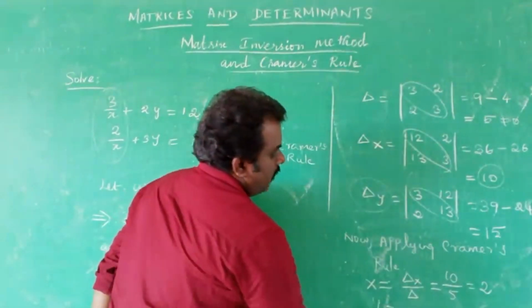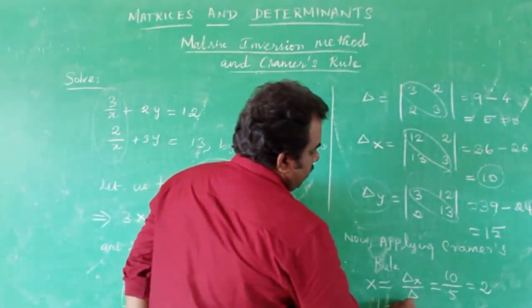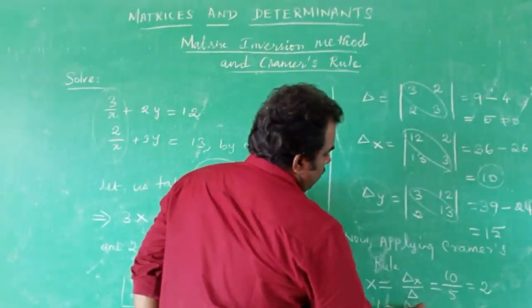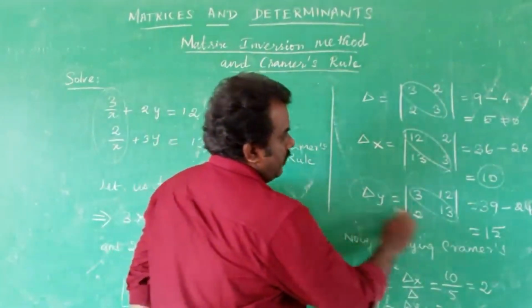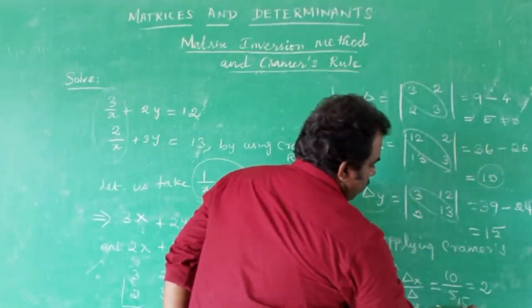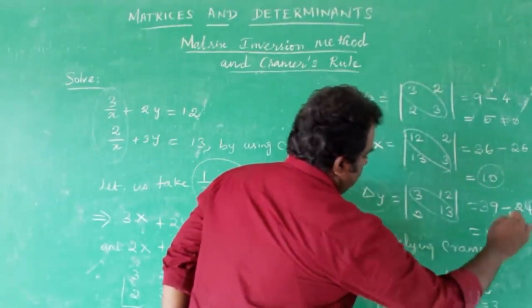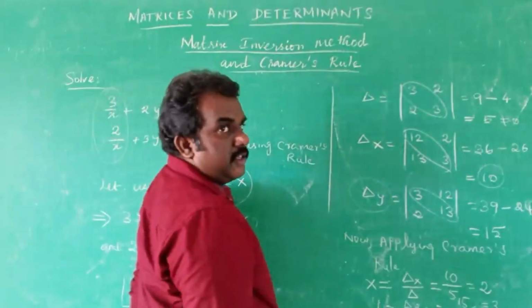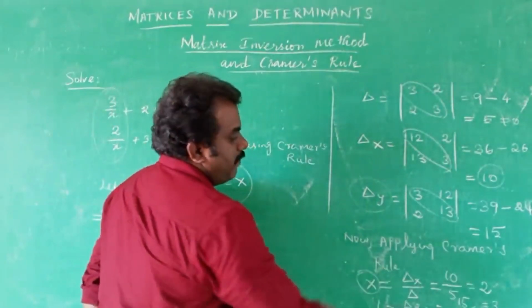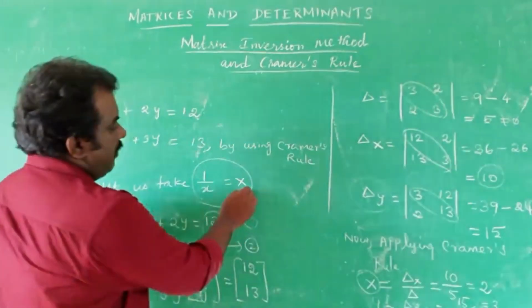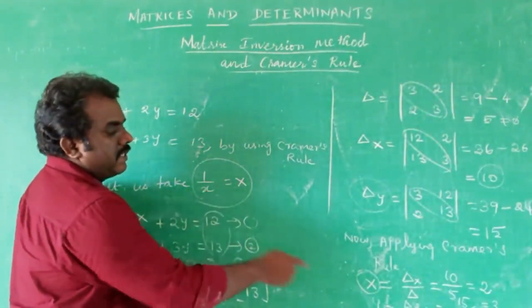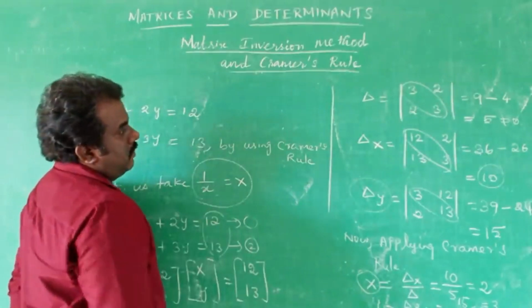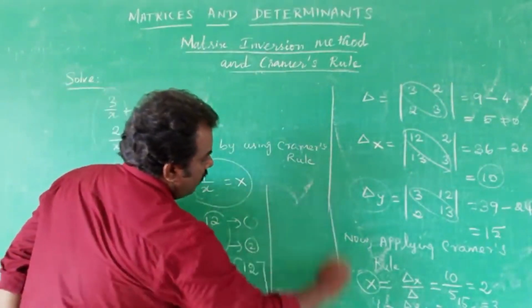And small y is equal to delta y divided by delta. What is delta y? That is 15. 15 divided by 5 is equal to 3. The sum is not completed. We found the value of capital X alone, but capital X is equal to 1/x. So from this we can get the value of small x. I'm going to write here.